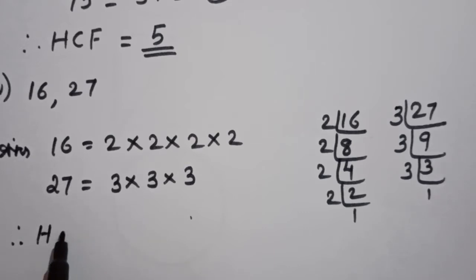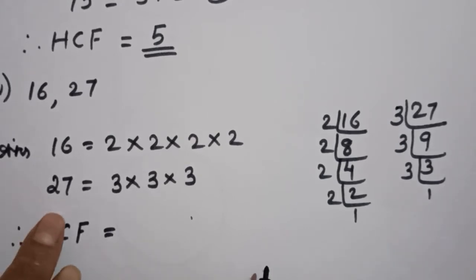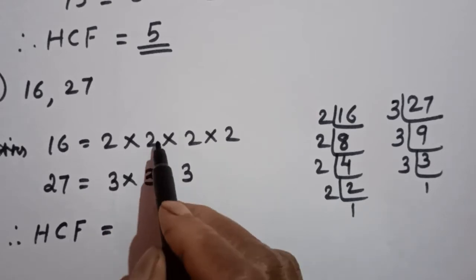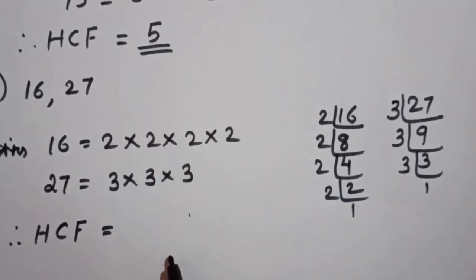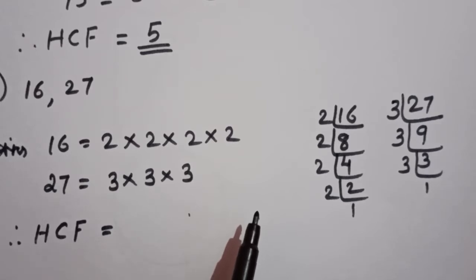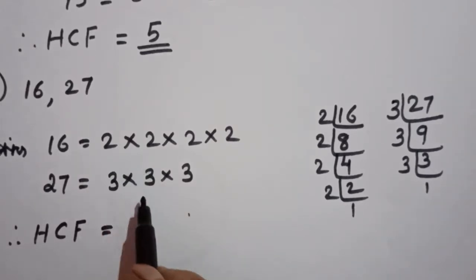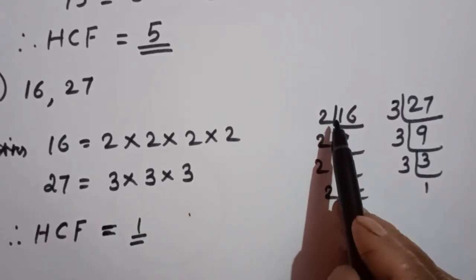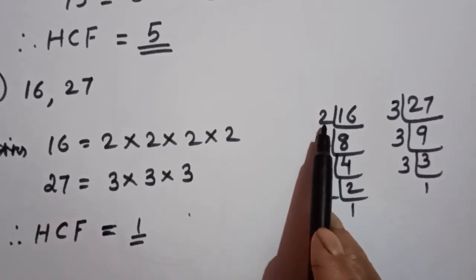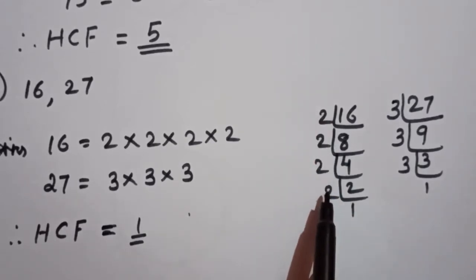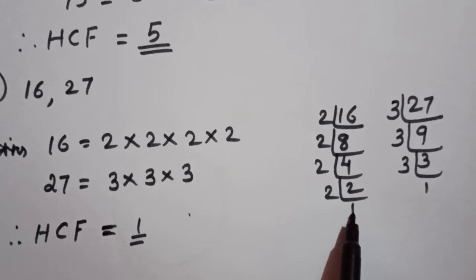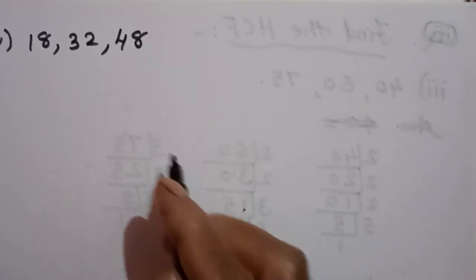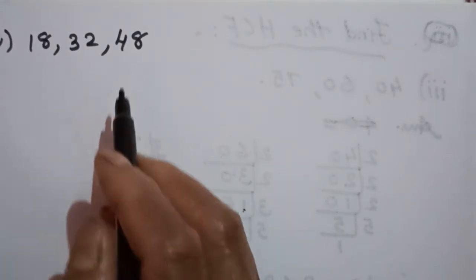Therefore HCF of 16 and 27: 2 is not there in 27, 3 is not there in 16. So that means they don't have any common prime factor. Then what we will write here, as I told you before, is 1, because while factorizing a number we get all the prime factors and one more factor, that is 1. The next numbers are 18, 32 and 48.